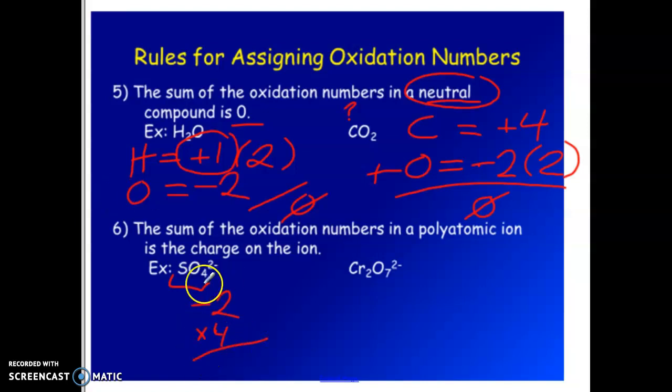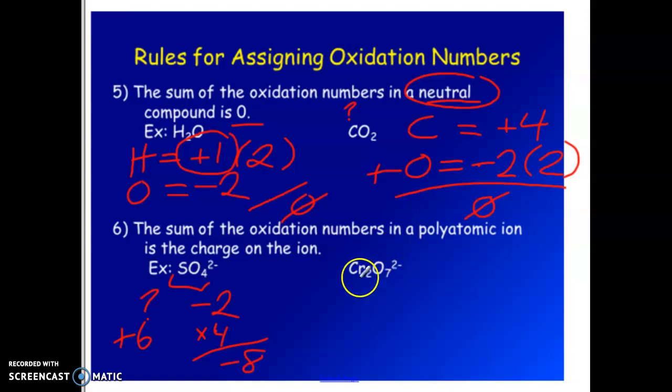So in total, for oxygen we have a total of -8, which would mean for sulfur, we have to figure out, well, what would sulfur have to be for sulfur plus these 4 oxygens to add up to -2? So in this case, it would be +6. So you have +6, 4 -2s, right? So +6 and -8 add up to -2.